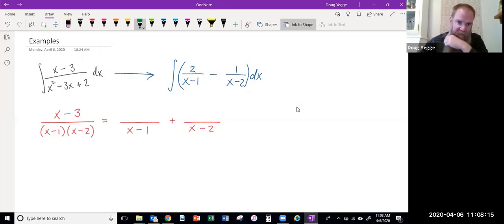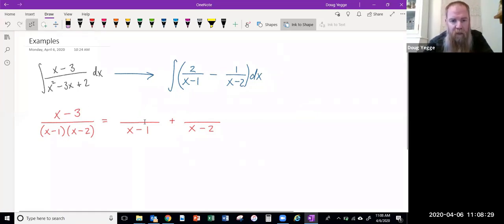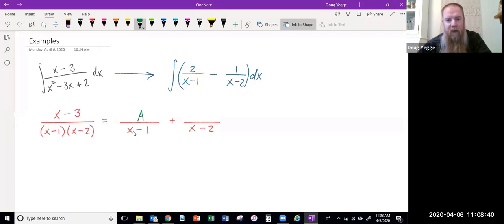Now, first of all, you should recognize that the numerator is a lower degree than the denominator over here. If the numerator is a lower degree than the denominator, as it should be, then that must mean that each of the fractions had a degree lower than the denominator as well. So if this denominator has x minus 1, then I know that the numerator is going to have to be just some constant a. And if the denominator of the second fraction is x minus 2, then I know that the numerator has to have a b. Everybody okay there? All right, and our goal is to figure out what a and b are.